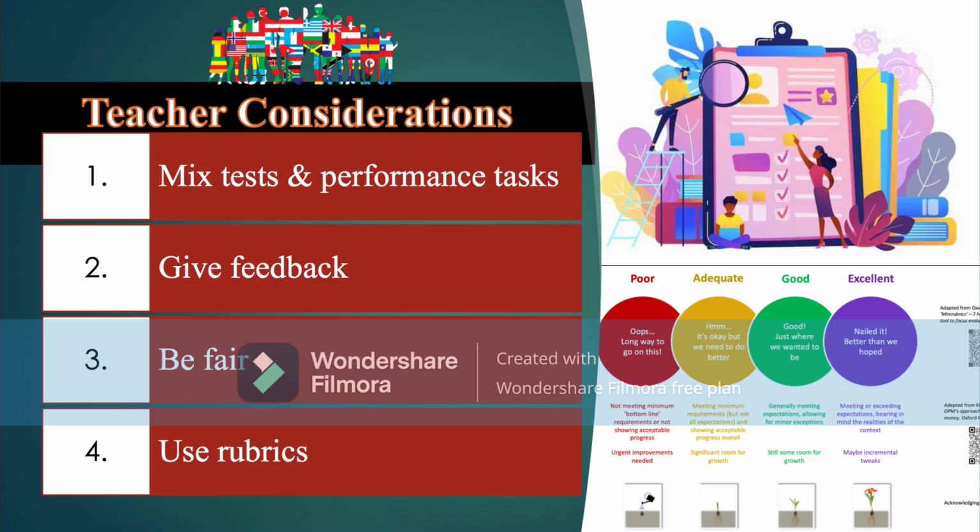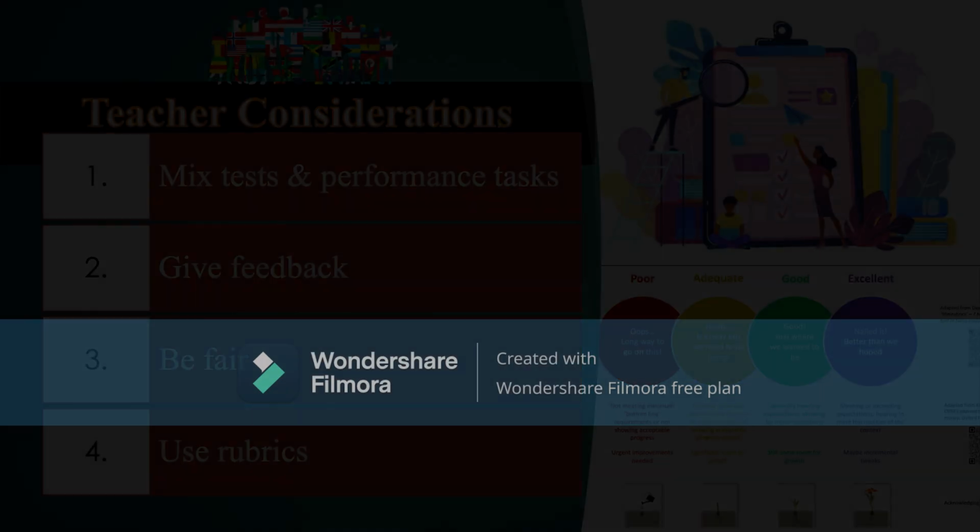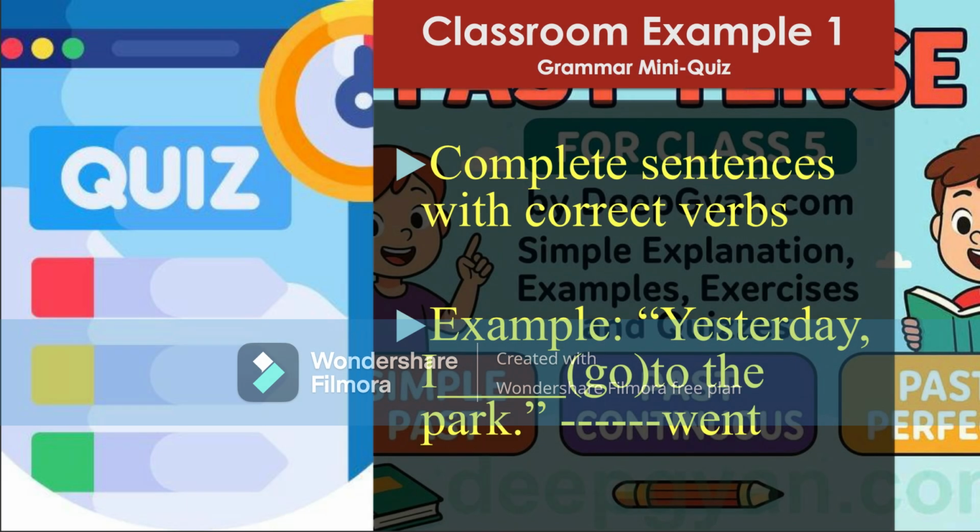When we notice these patterns, we can plan better lessons and assessments to support each student and help them grow. Here is a simple example of assessing grammar in the classroom. After students read a short story, the teacher can give a mini quiz. In this activity, students complete sentences using the correct verb tense.